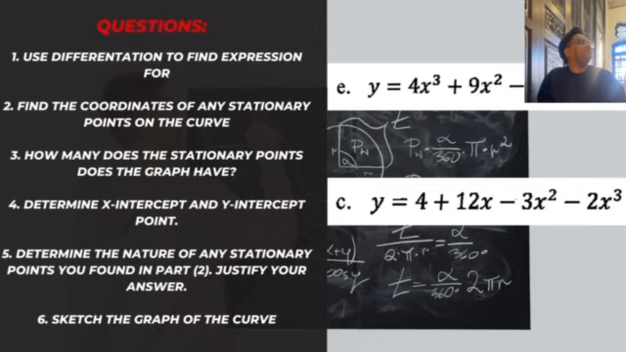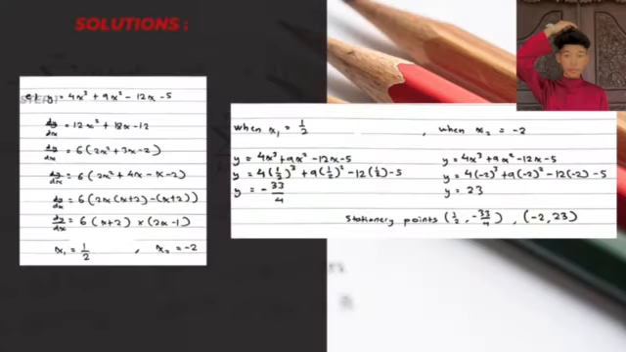The two questions that we chose are E and C. For question E, y equals 4x cubed plus 9x squared minus 12x minus 5. For question C, y equals 4 plus 12x minus 3x squared minus 2x cubed. Solution for question E, where y equals 4x cubed plus 9x squared minus 12x minus 5.